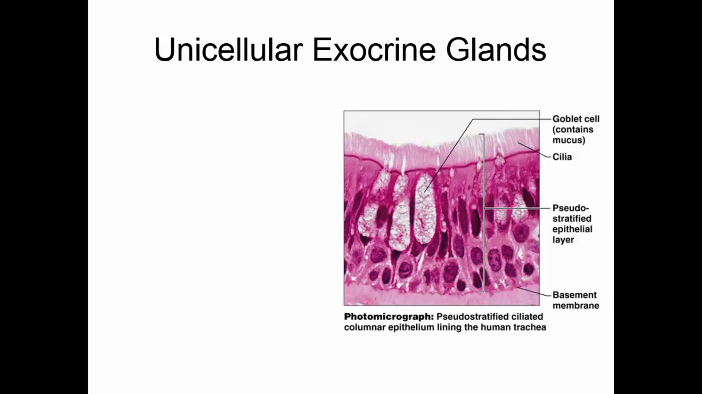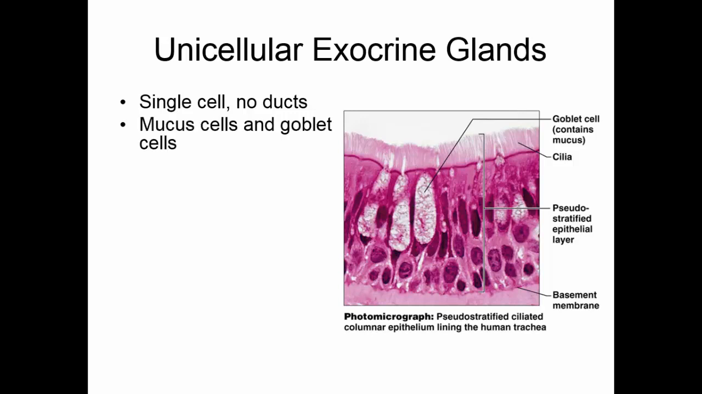The simplest of glands are the unicellular exocrine glands. These are single cells, so they don't really have ducts. They simply open directly to the outside. Mucus cells and goblet cells are examples of unicellular exocrine glands. These are found in the intestinal lining and in the respiratory tract.